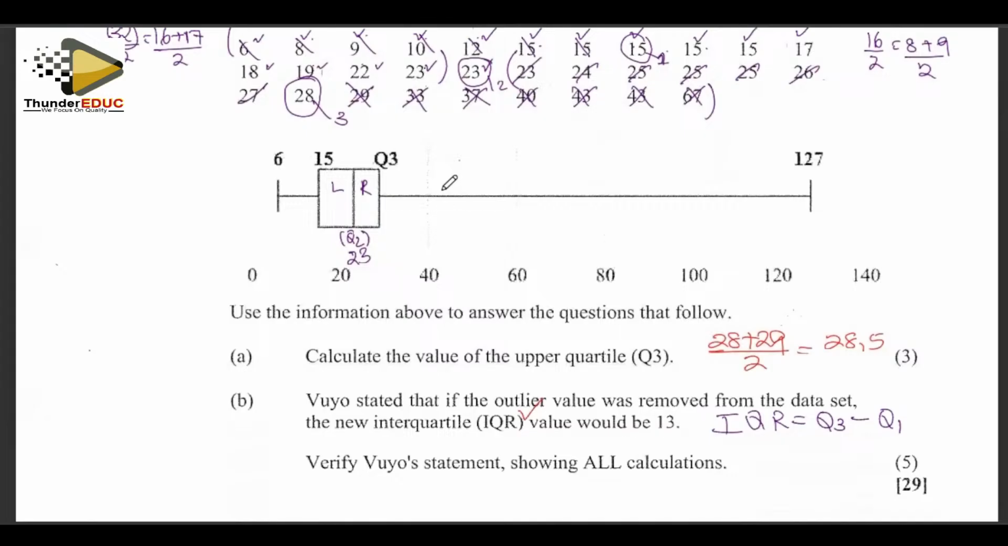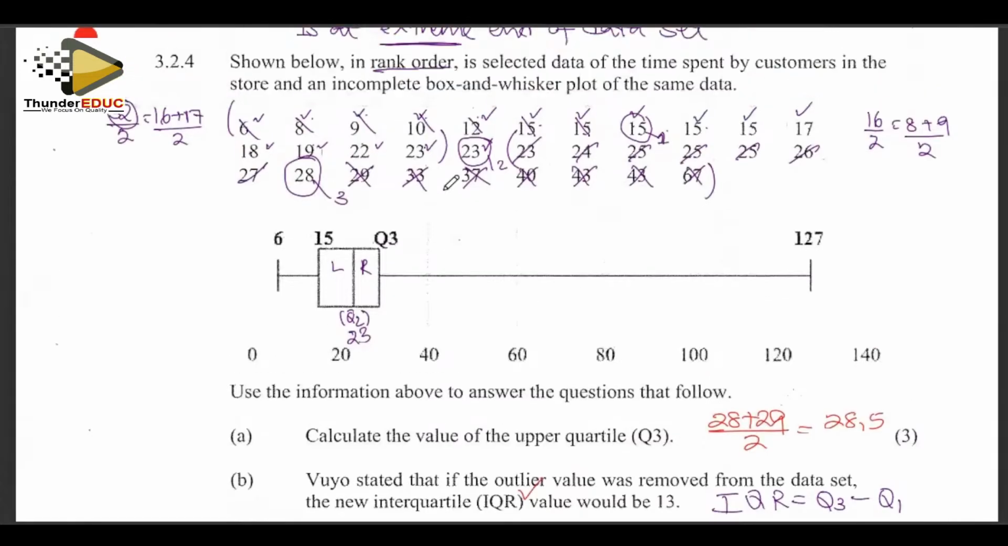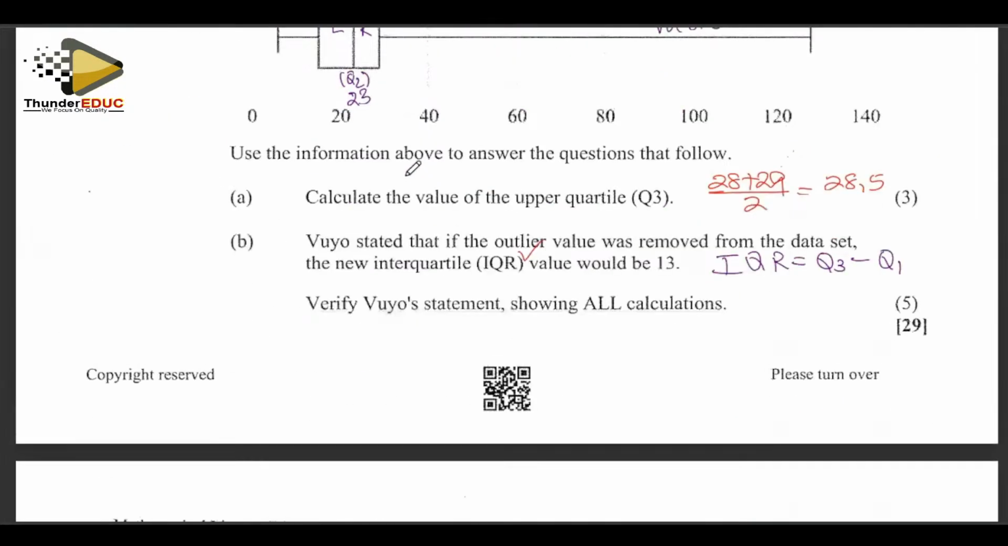So now we come down and we say, remember, we are proving whether the IQR will become 13. So indeed, it will become 13 because you see now our IQR has become Q3, which is 28, minus Q1, and the answer became 13. So the statement is valid. The statement is valid.